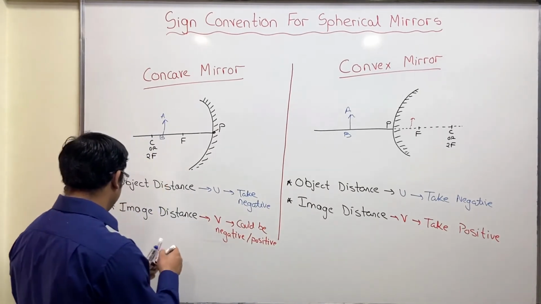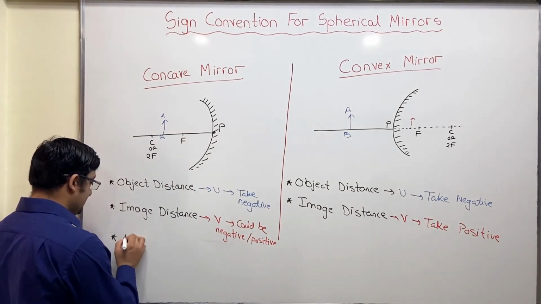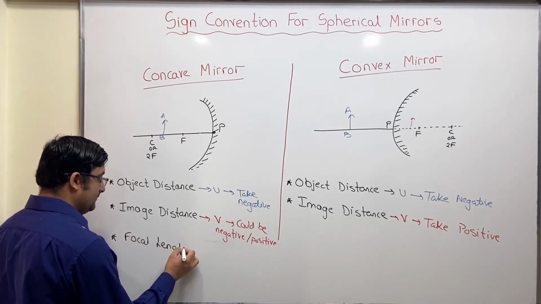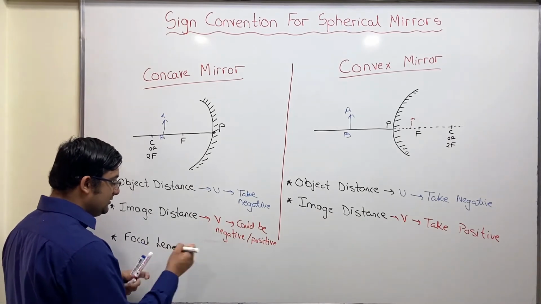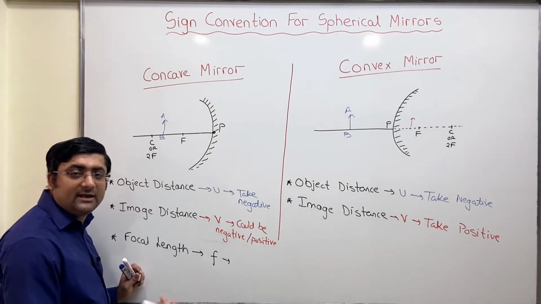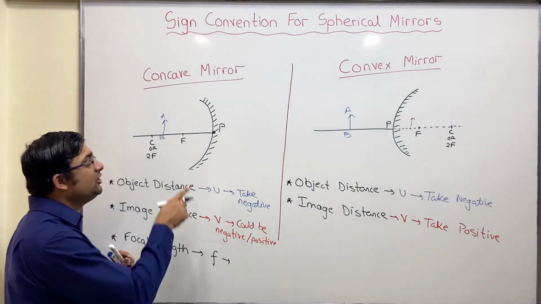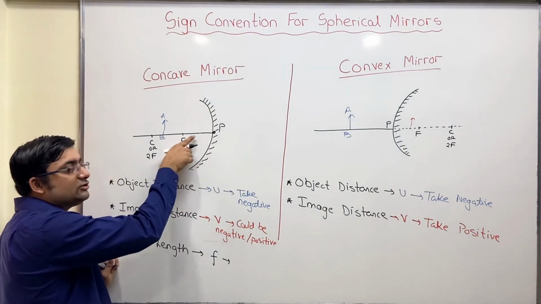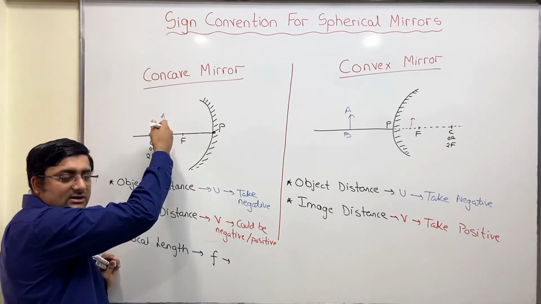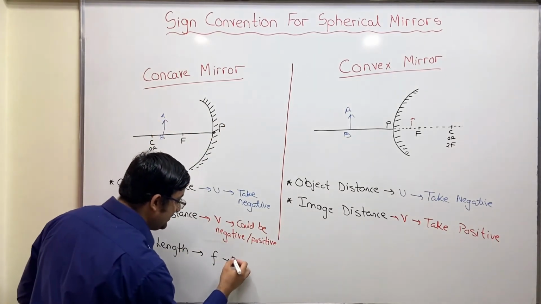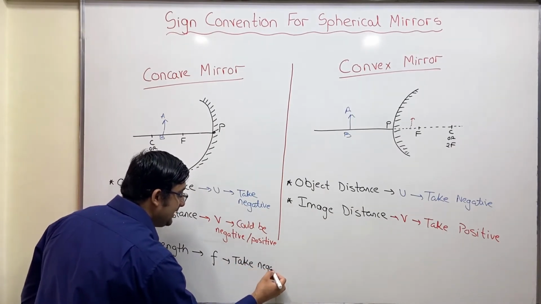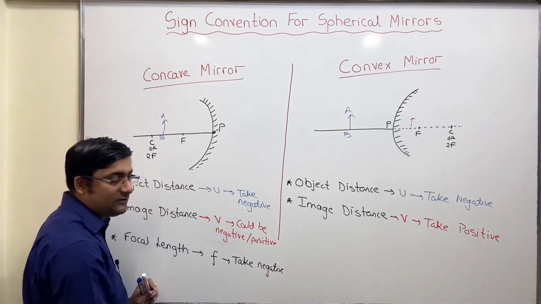And finally, the third parameter, guys, is focal length. Focal length is denoted by F. Now guys, what is the focal length? The distance between pole and focus. So my question to you is, the focus is to the left of the pole. I repeat, the focus is to the left of the pole. Now, anything towards the left is negative, so take it as negative. So the focal length of a concave mirror is always negative. Why? It is to the left of the pole.